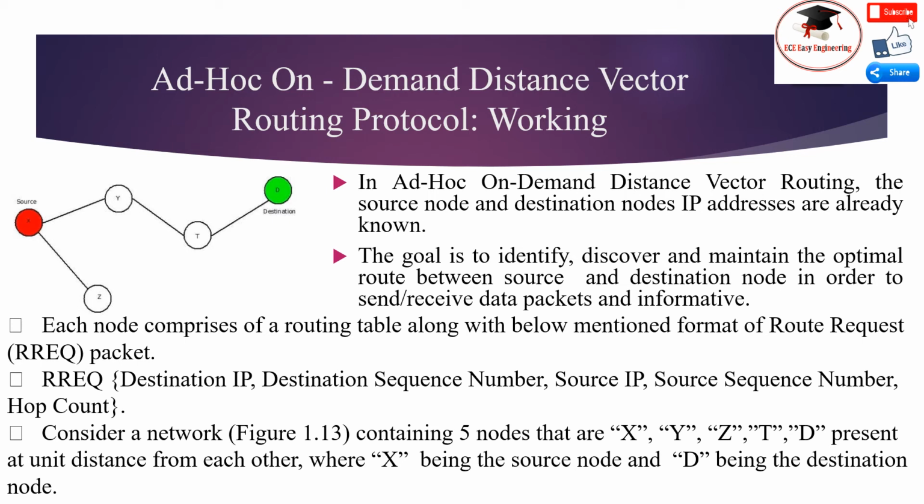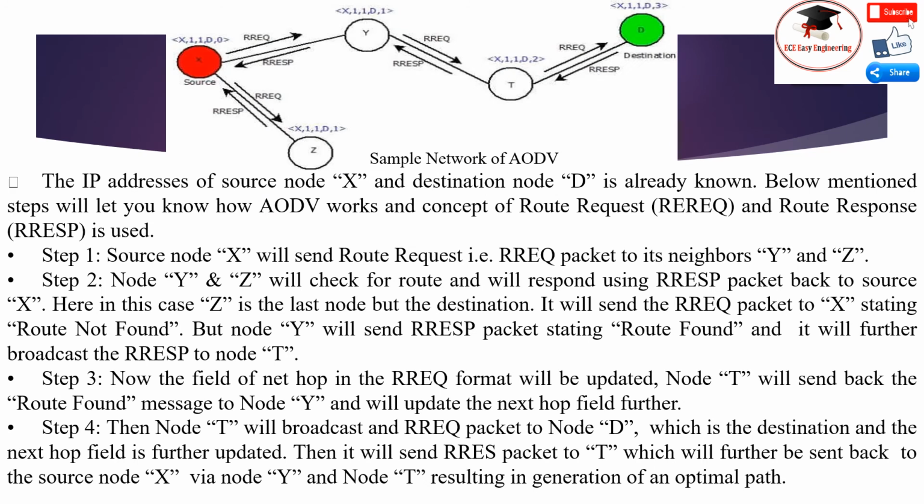Each node comprises a routing table along with the below-mentioned format of the route request packet. The route request packet consists of destination IP, destination sequence number, source IP, source sequence number, and hop count. Consider a figure containing 5 nodes: X, Y, Z, T, D, present at unit distance from each other, where X is the source node and D is the destination node. The IP addresses of source node X and destination node D are already known.